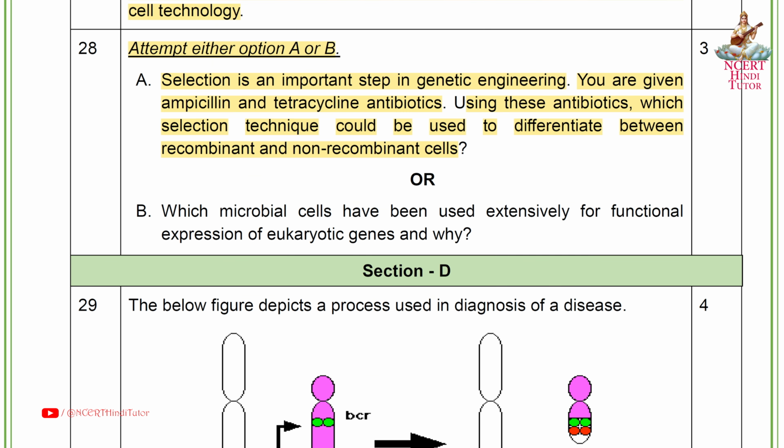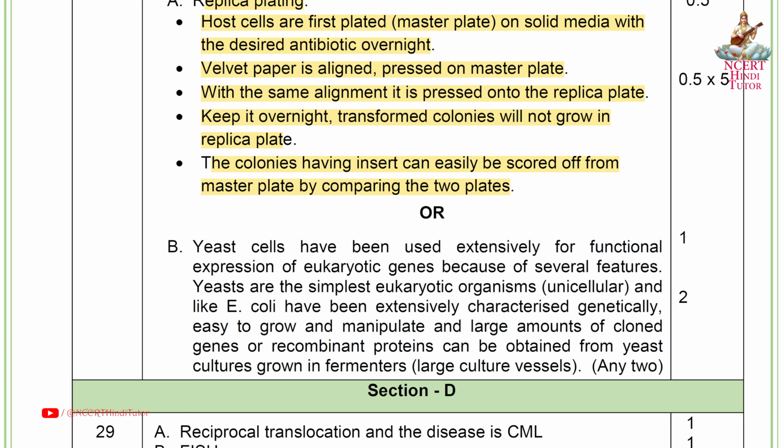Or B. Which microbial cells have been used extensively for functional expression of eukaryotic genes and why? Answer. Yeast cells have been used extensively for functional expression of eukaryotic genes because of several features. Yeasts are the simplest eukaryotic organisms, unicellular, and like E. coli have been extensively characterized genetically, easy to grow and manipulate, and large amounts of cloned genes or recombinant proteins can be obtained from yeast cultures grown in fermenters, that is large culture vessels.